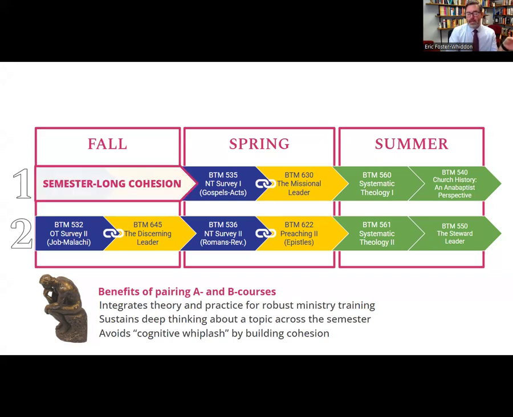And doing it this way avoids what I call cognitive whiplash by building cohesion. So even though in your A course you're thinking more about content and theory, and in your B course you're using that content and thinking about application and practical ministry, there's cohesion between the A and the B course that keeps you thinking in the same direction for the entirety of a semester, for all 14 weeks of your semester.